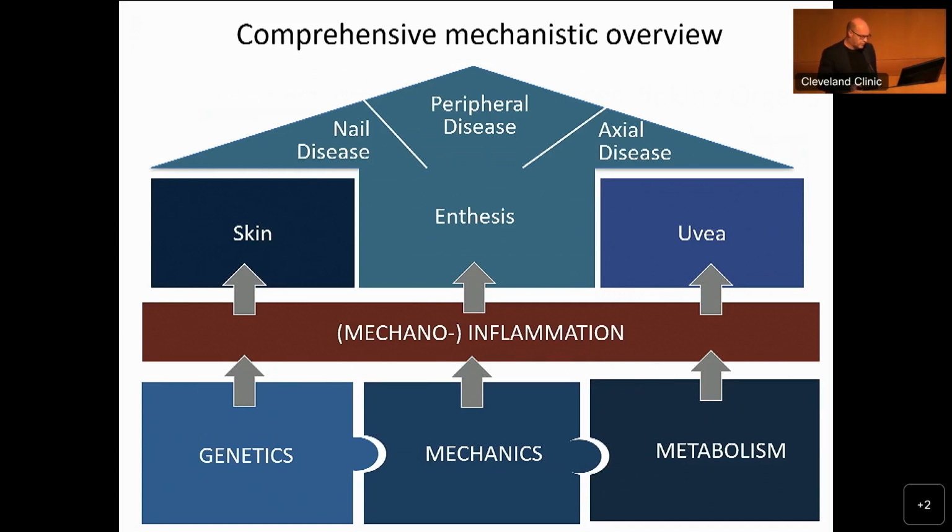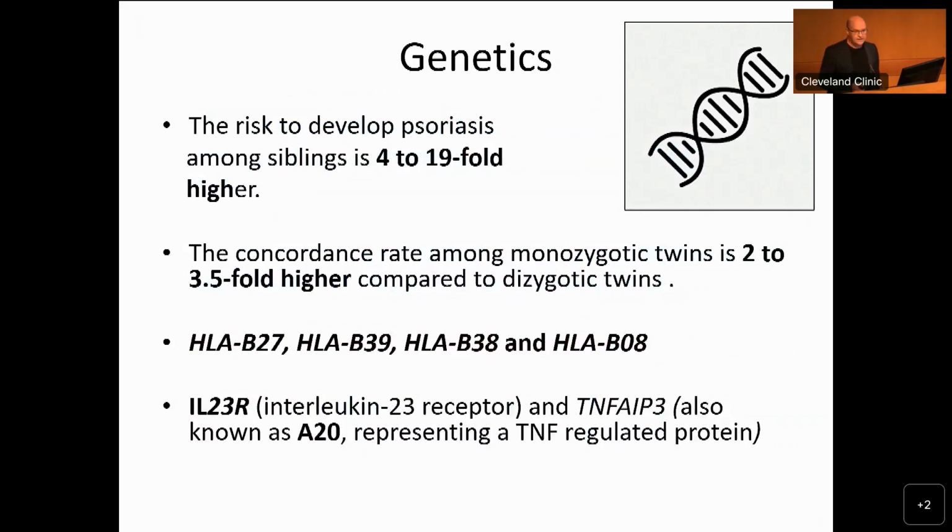Now, genetics play an important role in the daily life of us as doctors, because we ask the patient with arthritis, do you have psoriasis, or does any relative have psoriasis? And that's an important step to basically diagnose or move actually the disease into the label psoriatic arthritis. And that's also very much true, supported by data from siblings having a 4 to 19-fold increased risk to develop psoriasis.